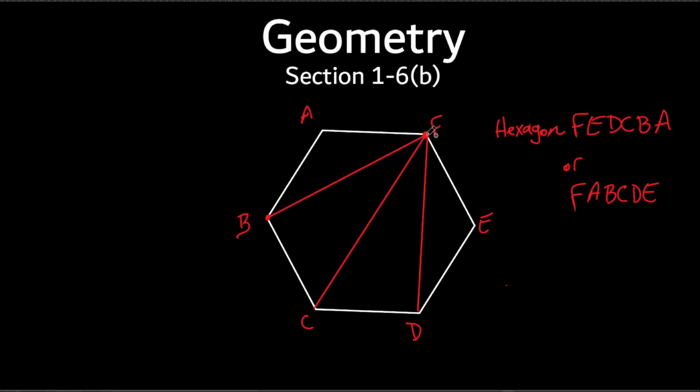Okay. So the diagonal is a line segment. It doesn't keep on going. All right. It starts and it stops. So that means it's a line segment. So obviously, how many diagonals do we have? 3. Okay.